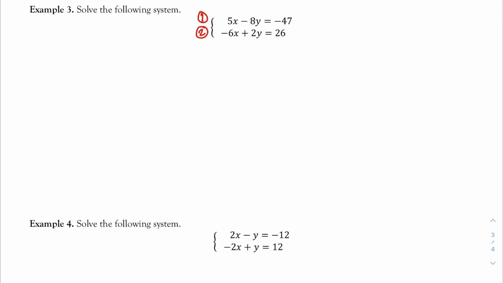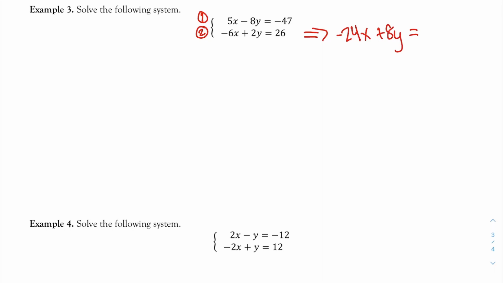For the first equation, I have negative 8y. For the second equation, I have positive 2y. Well, what happens if I look at equation 2 and I multiply the left and right by 4? So I'm saying, what happens if I multiply the left and the right by 4? If I did that, equation 2 then becomes negative 24x plus 8y is equal to 26 times 4.